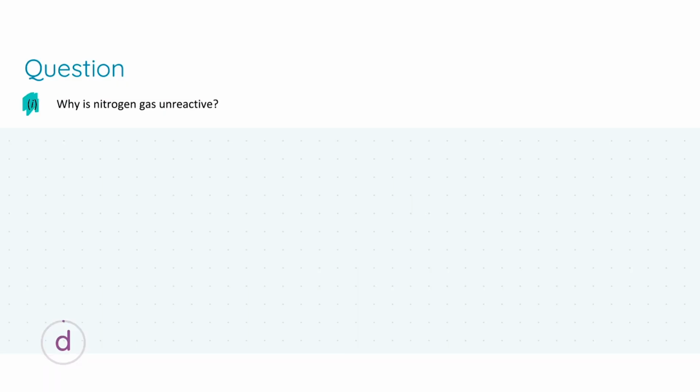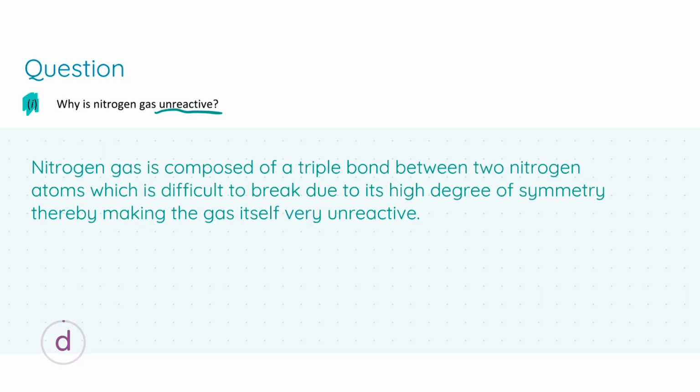In part I, we are asked, why is nitrogen gas unreactive? This question is going to be asking us a little bit more about intermolecular bonds and actually what nitrogen gas is and how it's found in nature. The answer to this question goes as follows. Nitrogen gas is composed of a triple bond between 2 nitrogen atoms, which is very difficult to break. This is due to the high degree of symmetry found in the molecule, and also as a result of this makes the gas itself very unreactive.